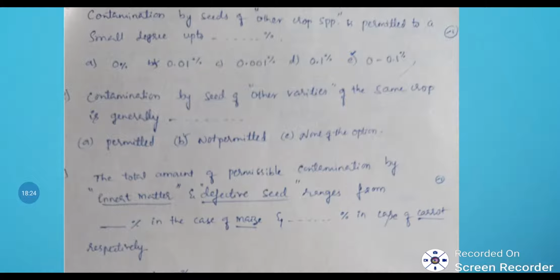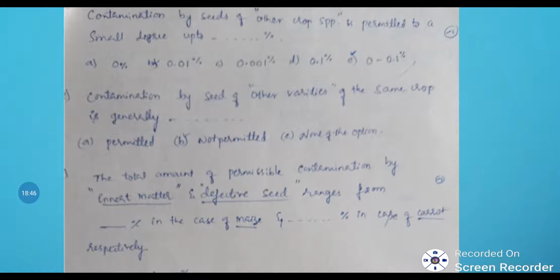Next question. Contamination by seed of other varieties of the same crop is generally, options given here are permitted, not permitted, and none of the option. Answer is not permitted because it may create the varietal mixture and confusion among the farmers.